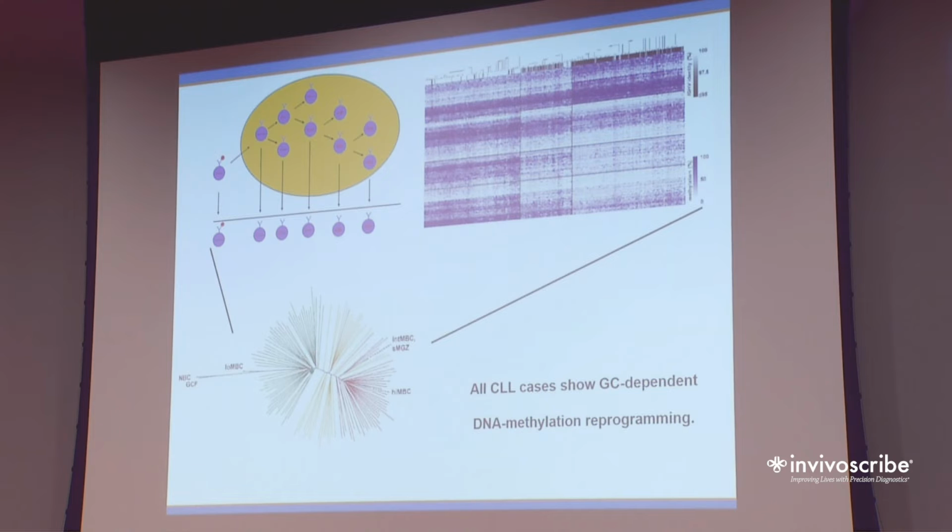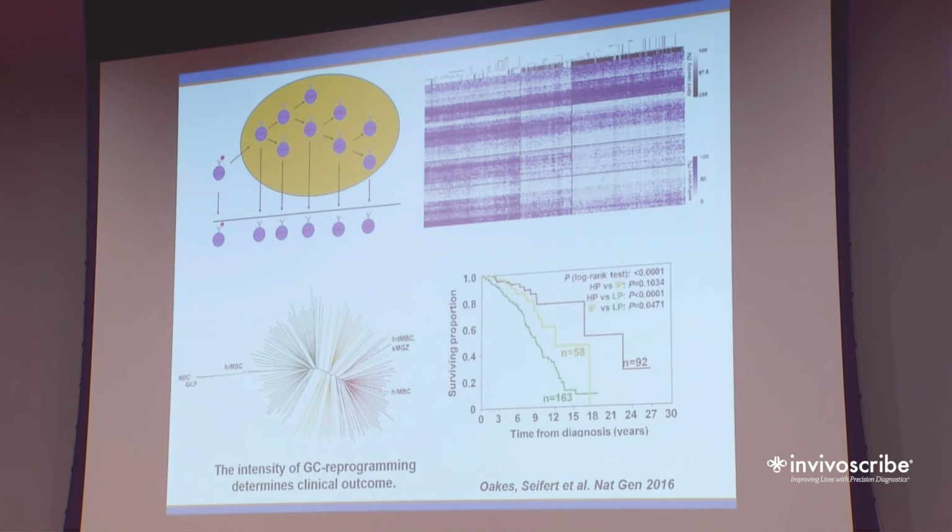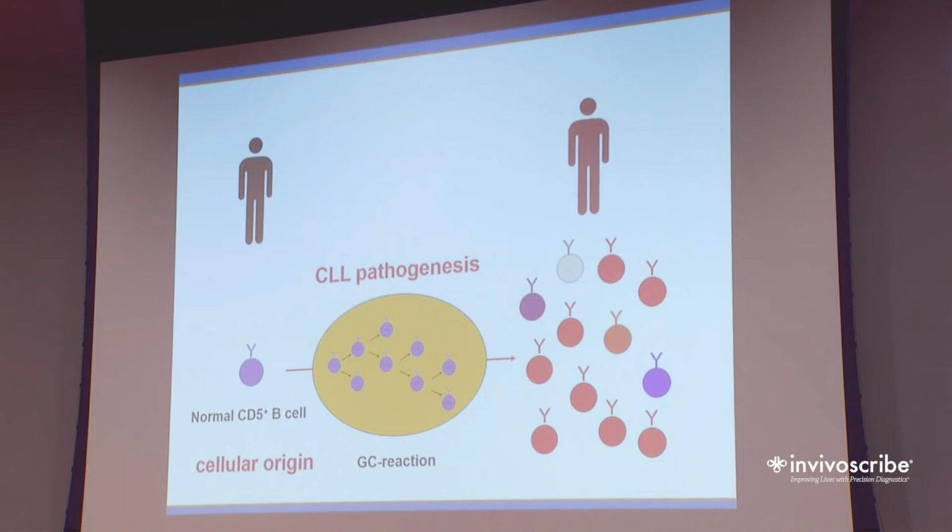And interestingly, they concentrated somewhere between the lowly mutated and the highly mutated class-switch memory B cell part. All CLL cases, also those that were called IG unmutated status, showed a germinal center-dependent DNA methylation reprogramming. And more importantly, as you can already get from the colors here, the intensity of the germinal center reprogramming determined the clinical outcome of the cases, and we published that in Nature Genetics in 2016.